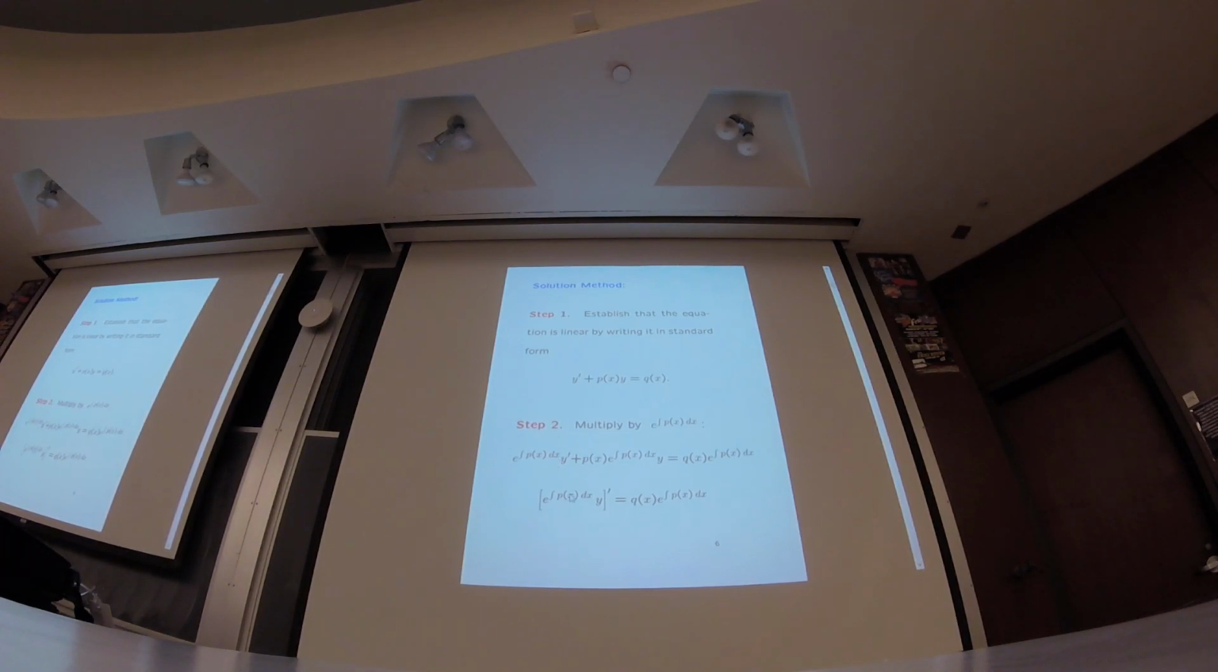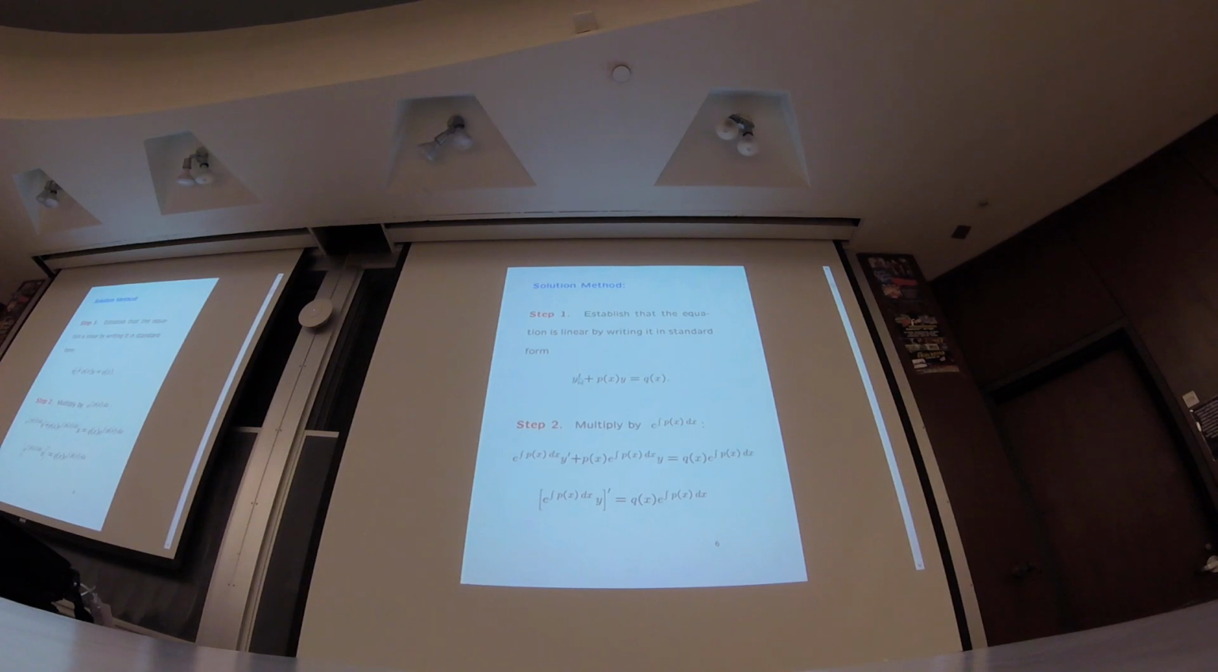Where did I get e to the x squared? Where did I get e to the minus 2x? Let me show you. Here we have a linear equation, standard form. A mistake that people make often is they identify the equation as linear, but they do not write it in standard form. I have some examples to show you in a second.